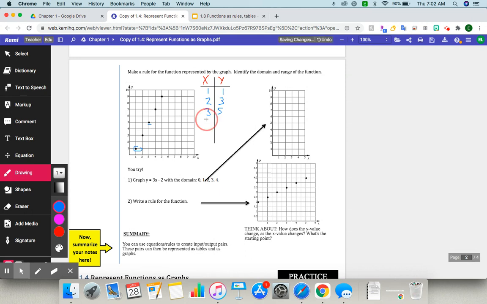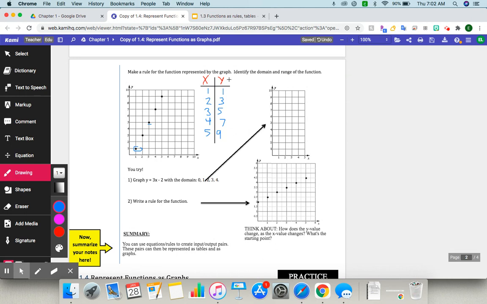4, 7. And 5, 9. So whenever we're writing an equation, we can think about a pattern that is being followed.